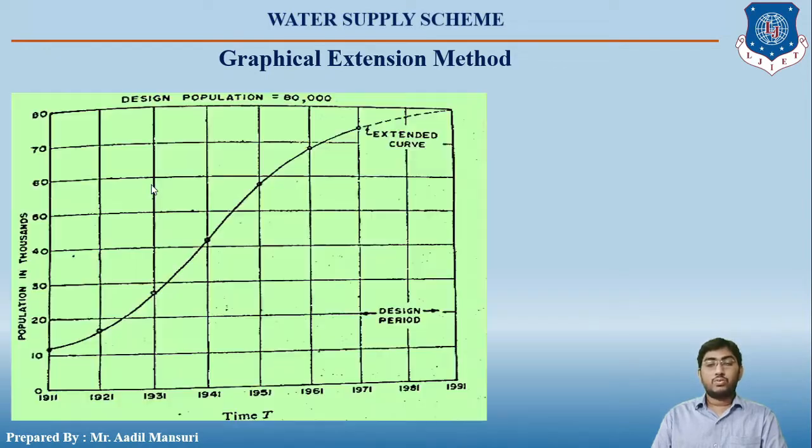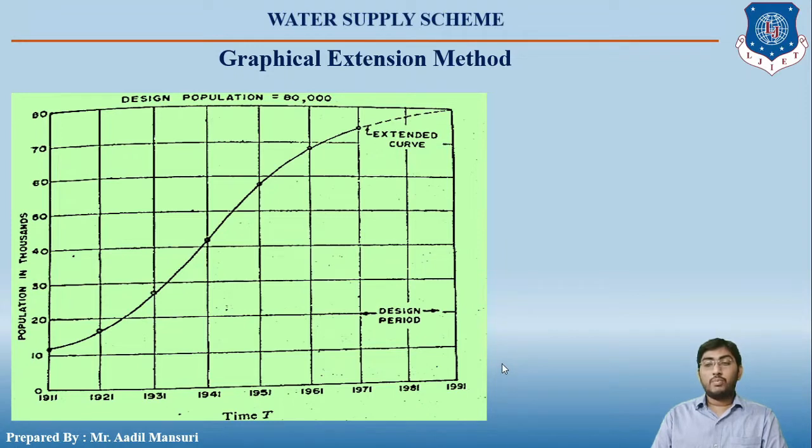You can see the graph is of population versus time, right? In this method a curve is drawn between the population P and time T with the help of census data of the previous few decades. For example, here they have plotted the data of the years from 1911 till 1981, that is 1911, 1921, 1931, 41, 51, 61 and 71.